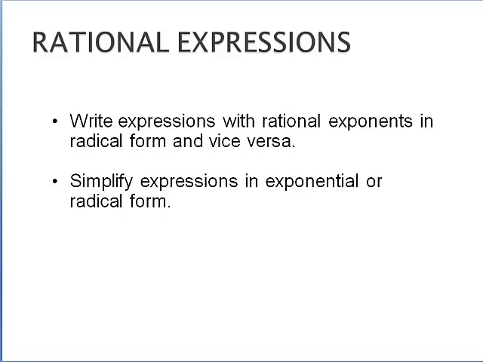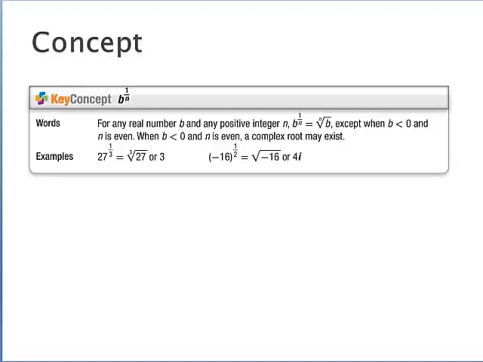Rational expressions. We're going to be using expressions that have rational exponents, meaning fractions, and we're going to switch them between an exponential form and a radical form. So the first thing that we have to recognize is that when the radicand is a positive value of b, we can have real solutions. And when it is a negative value, then that means that we're going to have a complex solution or imaginary number.